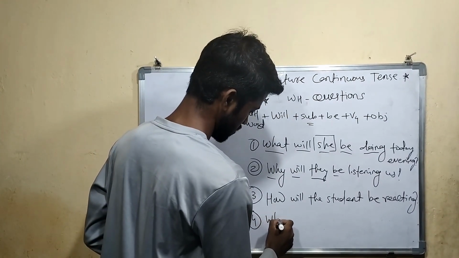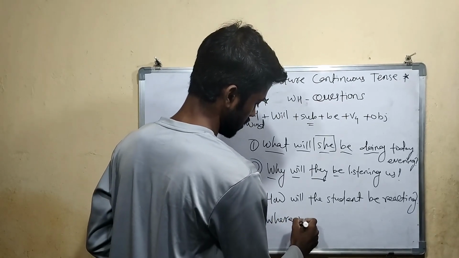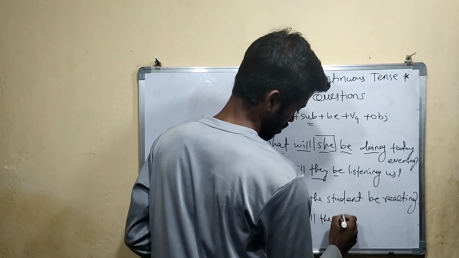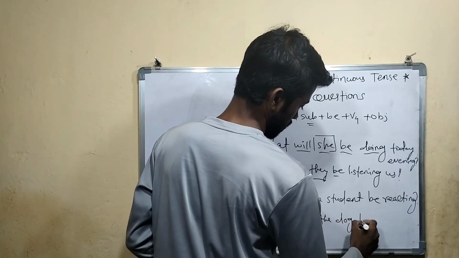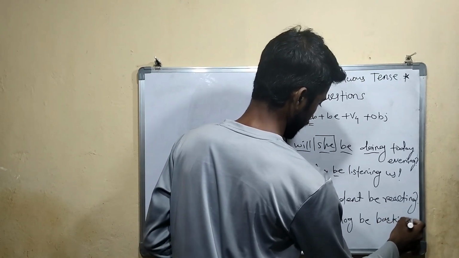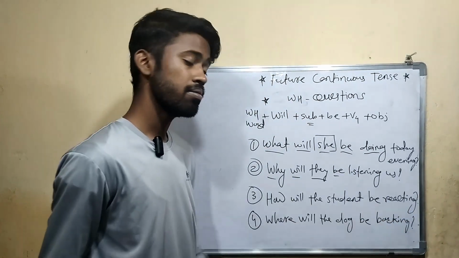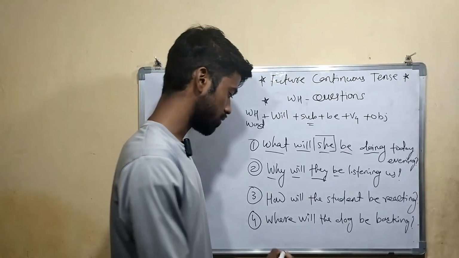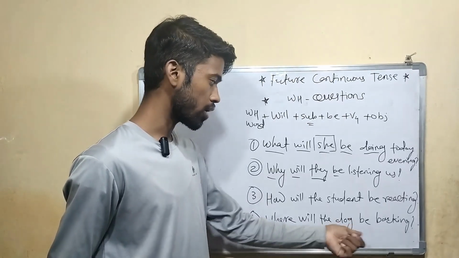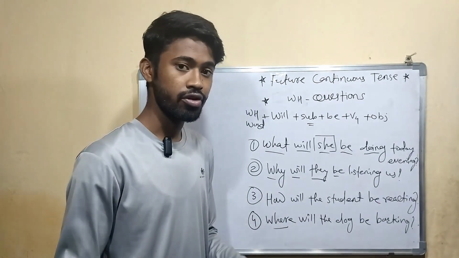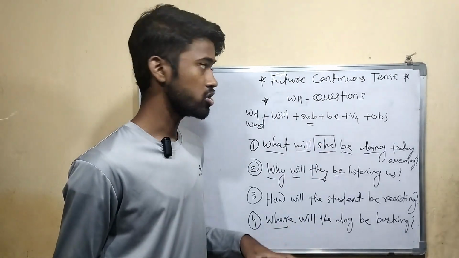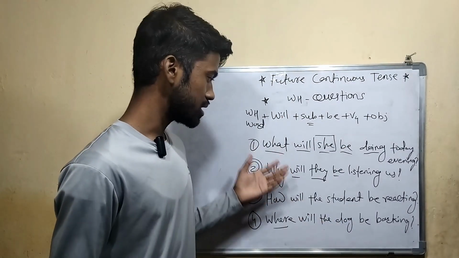Where will the dog be barking? Here, what is the WH word? That is where, followed by the helping verb. What is the subject here? The dog. After that, be and the fourth form of verb, that is barking. So you understood this structure of WH questions in future continuous tense, and these are a few examples.